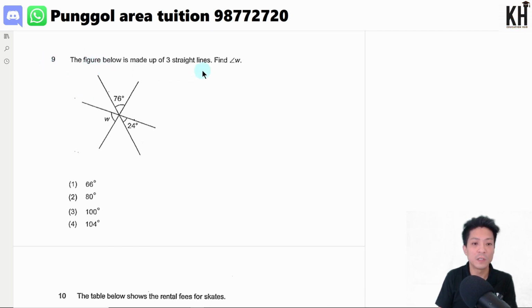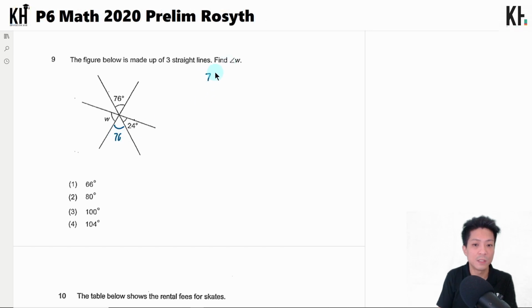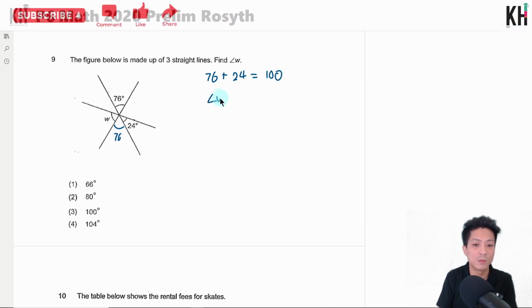Question 9. The figure below is made up of 3 straight lines. Find angle W. By the vertically opposite angles, we know that this is 76. So 76 plus 24 will give you 100. So angle W will be equal to 180 minus 100, which is equal to 80. Answer is number 2.